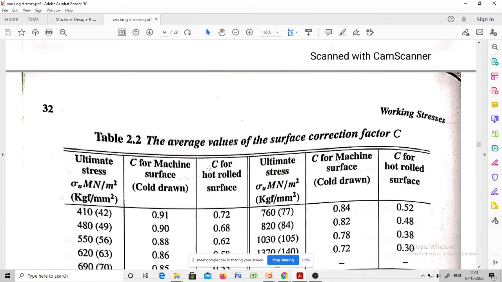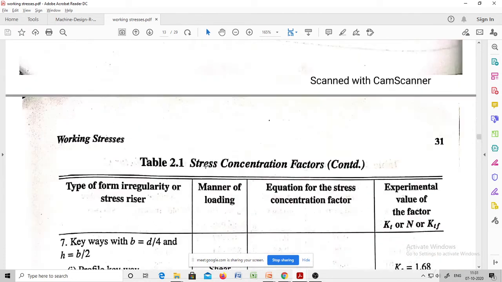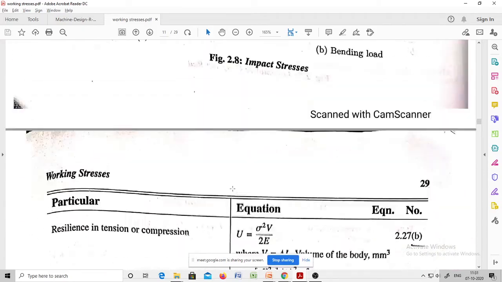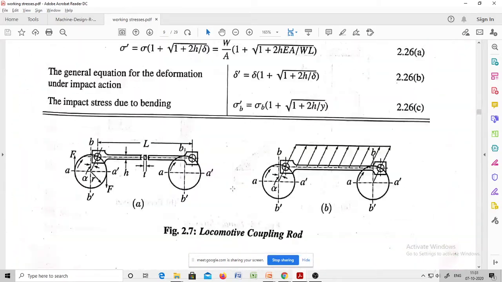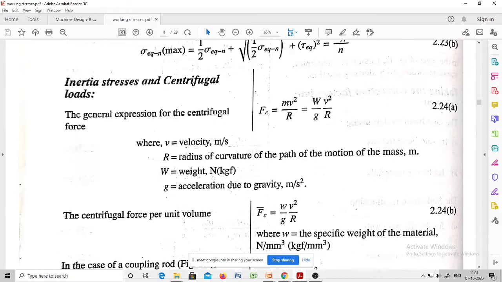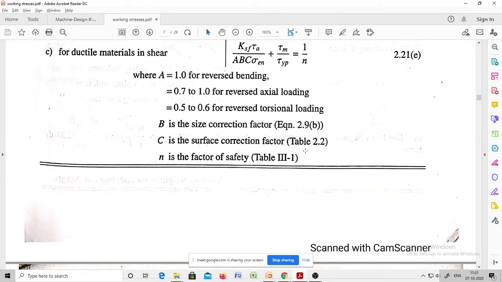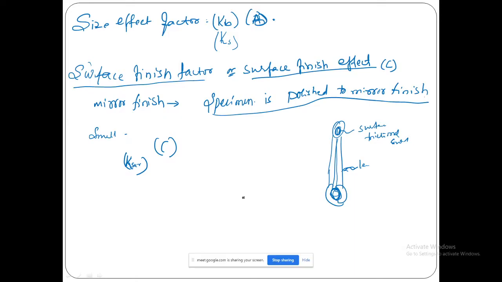Clear? It all depends on the type of material you are going to use. If it is cold drawn, you may get a larger factor. If it is hot rolled, you are going to get a smaller factor. Next is the load effect.